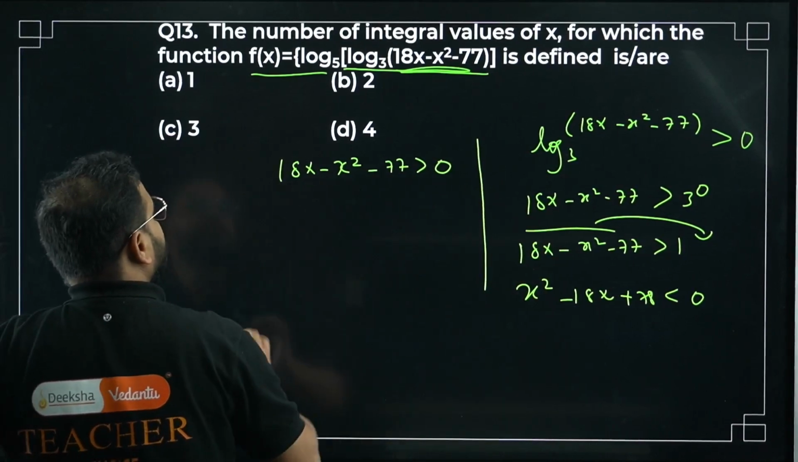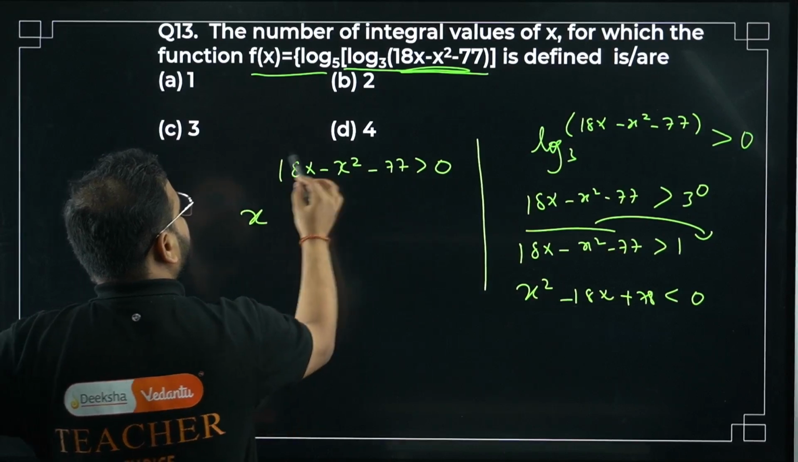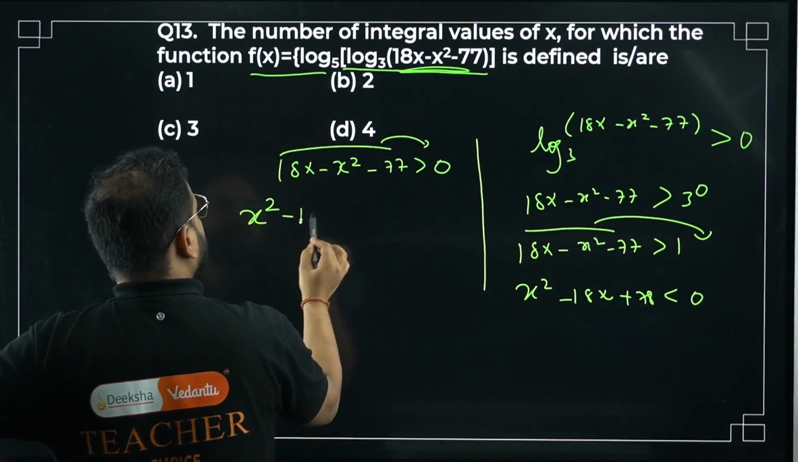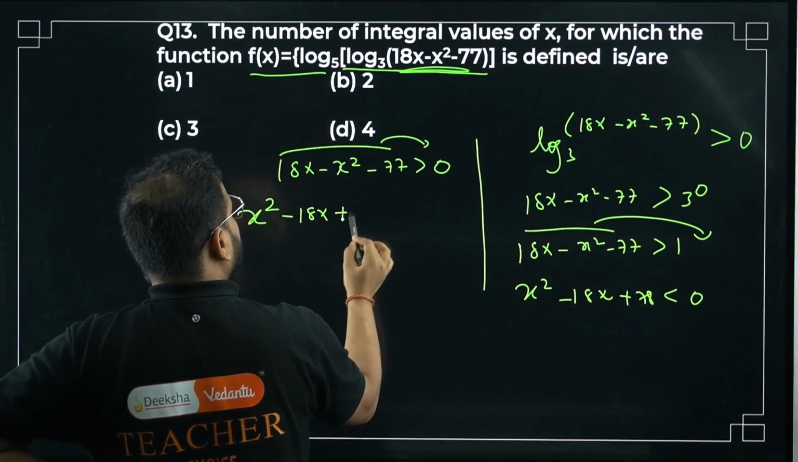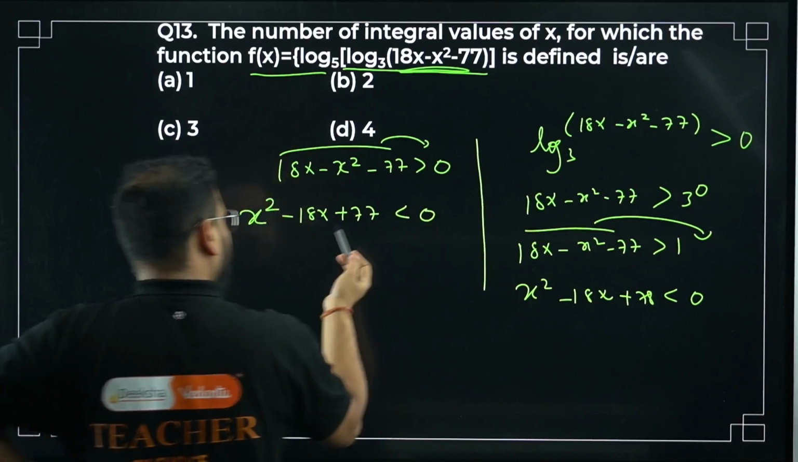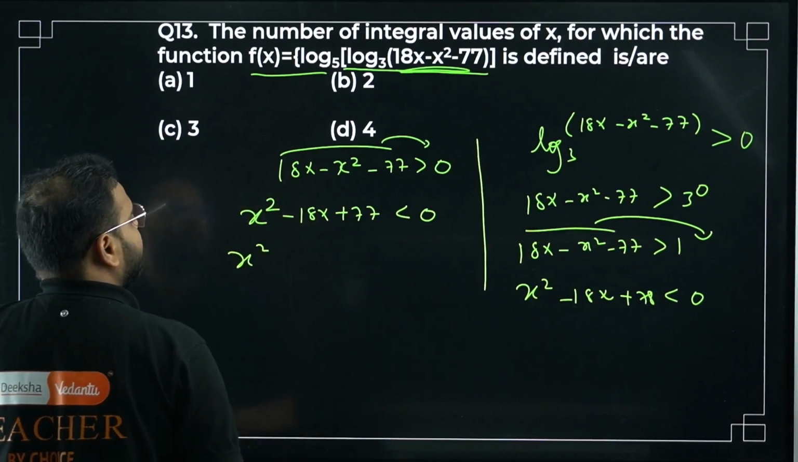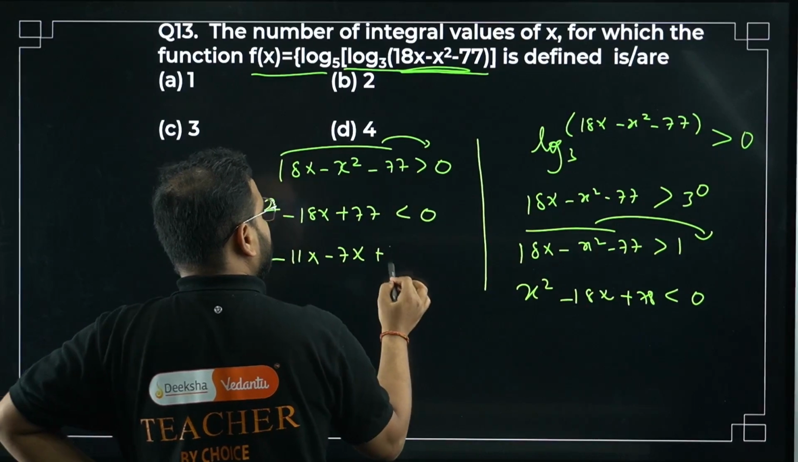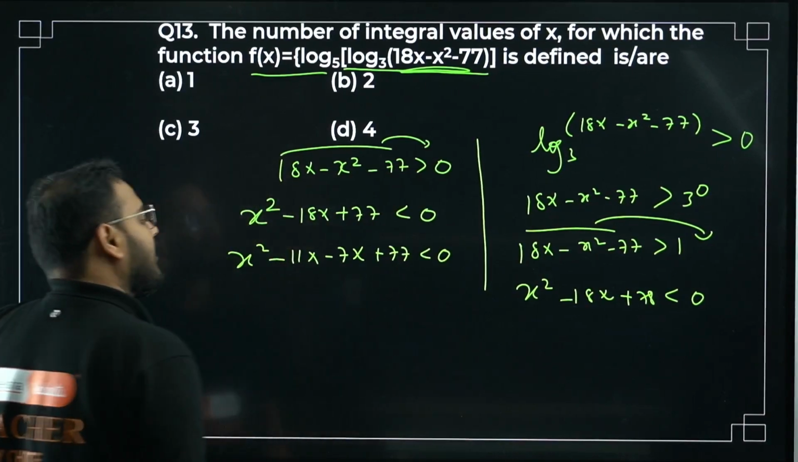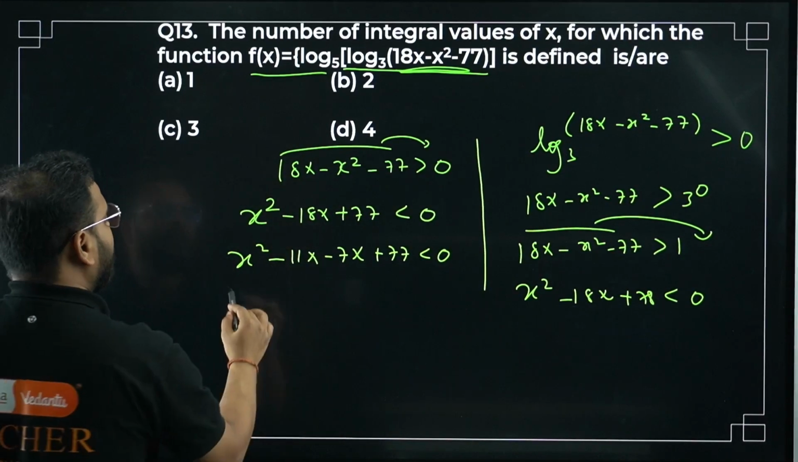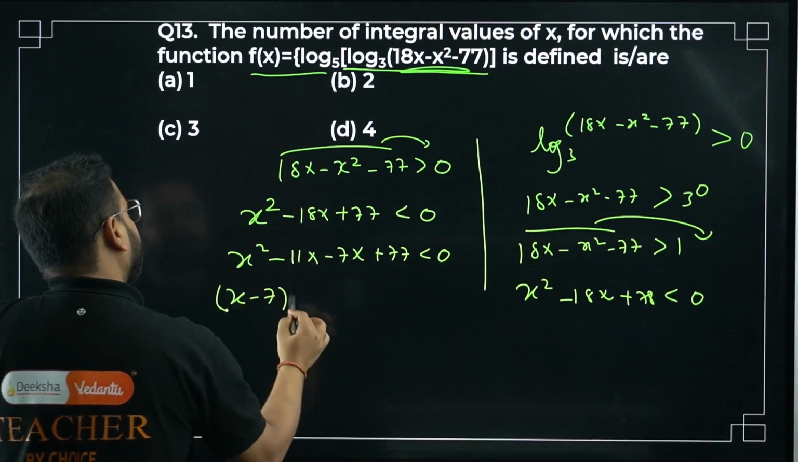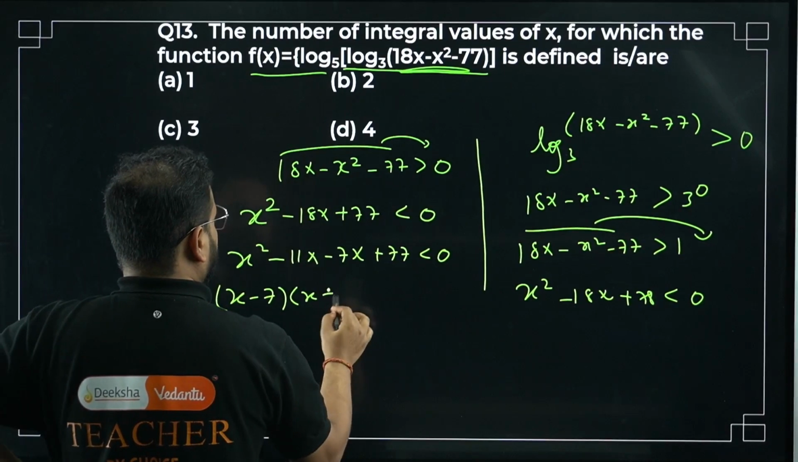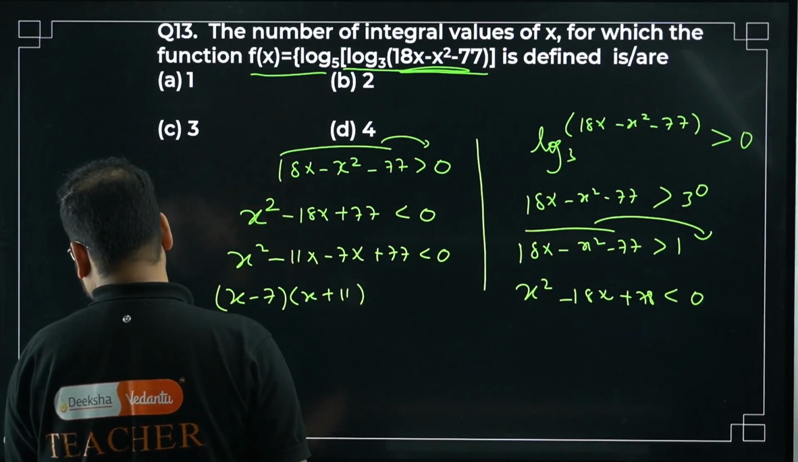Let's see how we can solve this part. Same condition, move everything on this side. It will become x square minus 18x plus 77 less than 0. You can factorize this part actually: x square minus 11x minus 7x plus 77 less than 0. This is correct. What do I get over here? x minus 11.